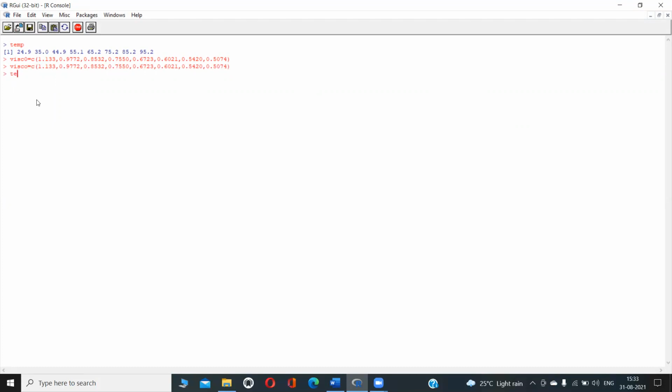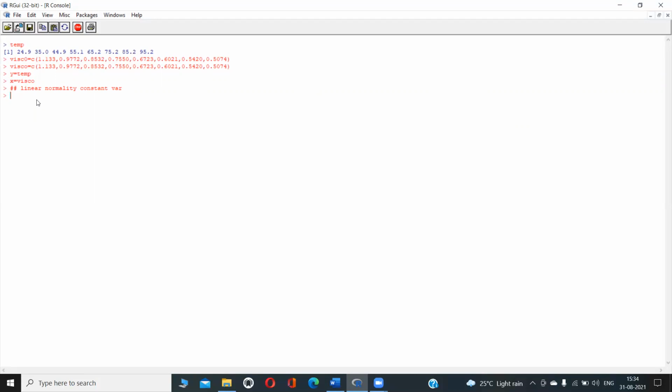Now temperature will be our Y response variable. So we just rename our data, and our regressor variable, that is our independent variable, is the viscosity. Now we want to check the three assumptions. The assumptions are linearity, the second one is normality, and the third is constant variance. That is what we are going to check.